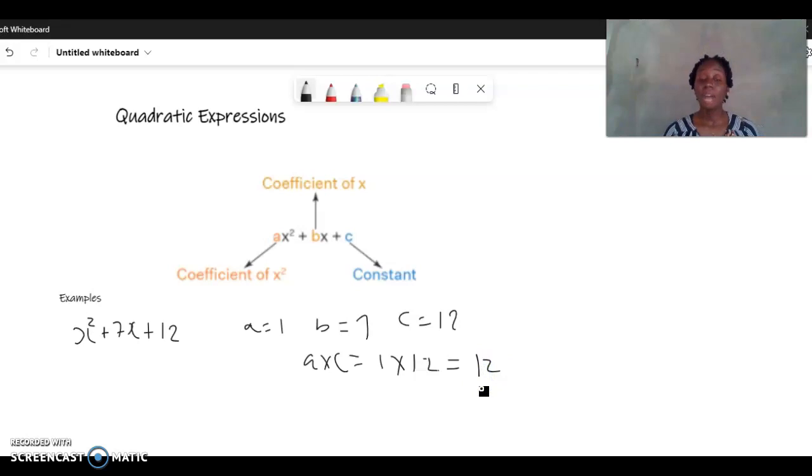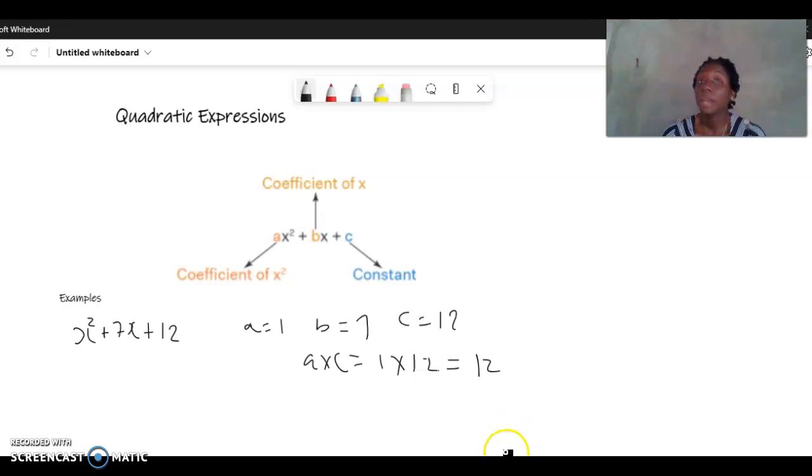Now, after finding the product of a and c, I will check to see if the sum of these two numbers will give me the value of b. Here the value of b is equal to 7. If I add 1 and 12, my value will be 13. So this is basically using a trial and error method. Those are not the two factors that I'm looking for, so I will proceed to find other factors of 12. Can you think of some other factors of 12?